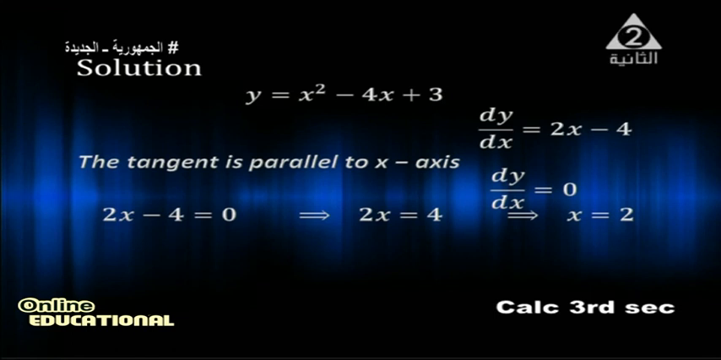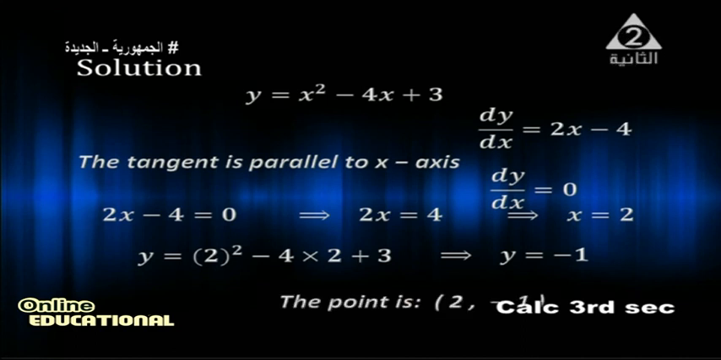What is the y coordinate of this point? By substituting in the function y equals x² minus 4x plus 3, we get y equals 2² minus 4 times 2 plus 3. Then y equals negative 1. Then the point is (2, negative 1).